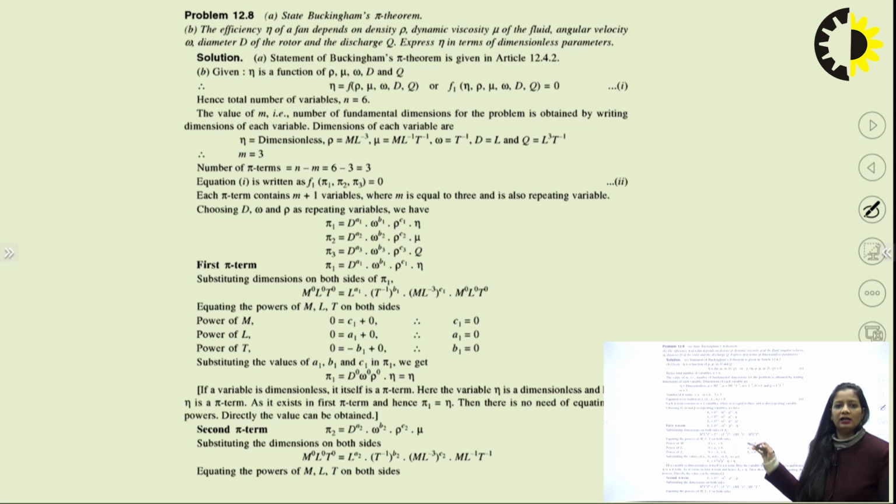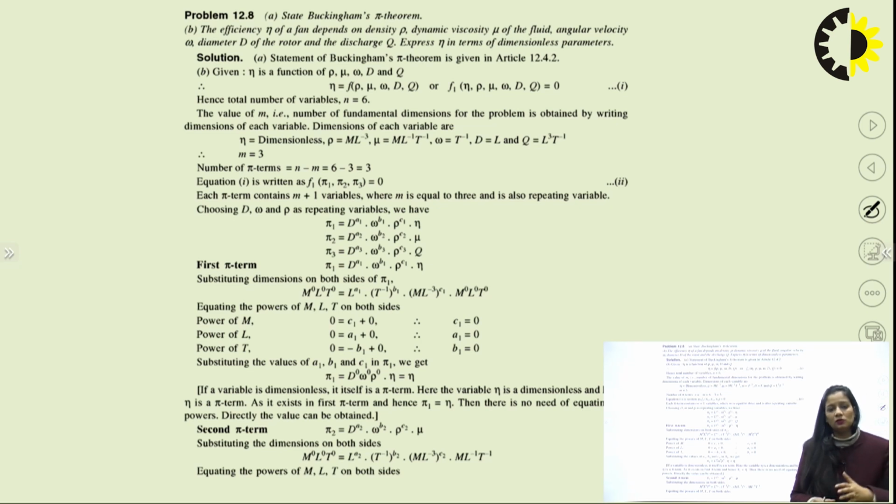Again, I have taken this particular question from your book, R.K. Bansal. The first question is to state the Buckingham Pi theorem. You know very well how you are going to state this Pi theorem. The second question is a numerical, which says the efficiency eta of a fan depends on the density, dynamic viscosity, angular velocity and diameter of the rotor, and the discharge.